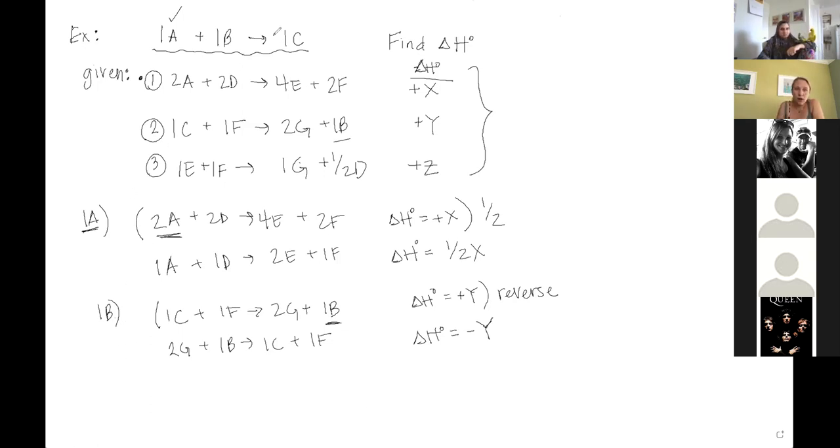Then I'm going to look for my third chemical of interest, which is 1C. So I have a C here, and I don't seem to have a C anywhere else. So I already have my correct C on the correct side that I want. So I already have my 1C that's isolated.